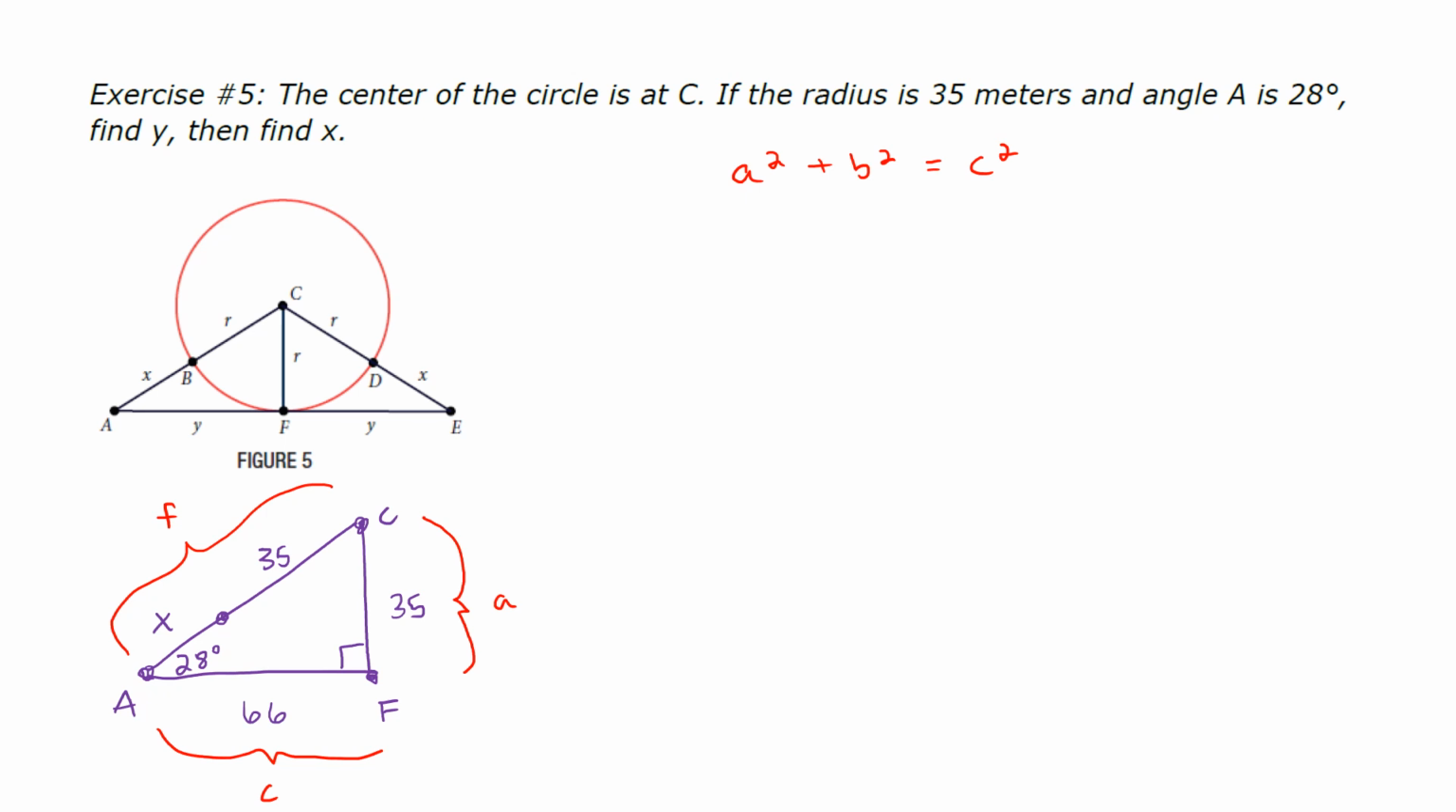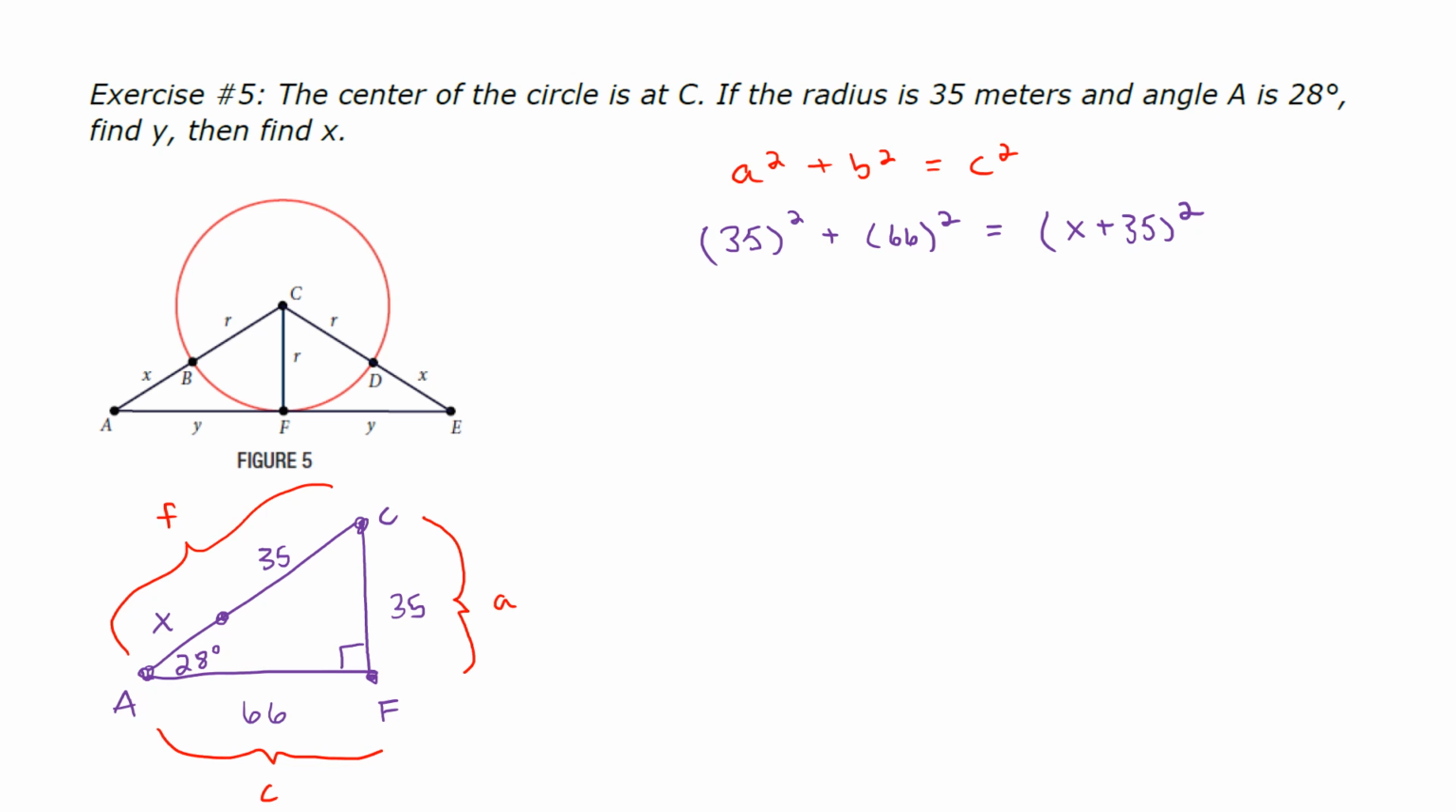So a here, let's just match the a since we have another a, would be 35. B here is the other leg, so that would be 66. And C is our hypotenuse, which in this case is x plus 35 squared. And so now we can solve this linear equation to help us find x.